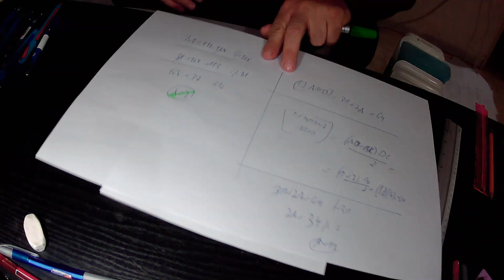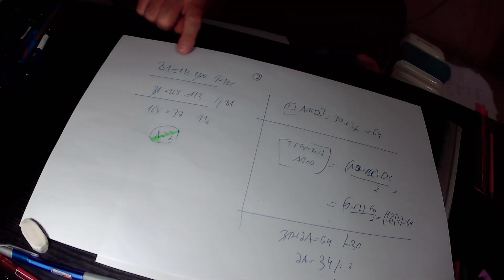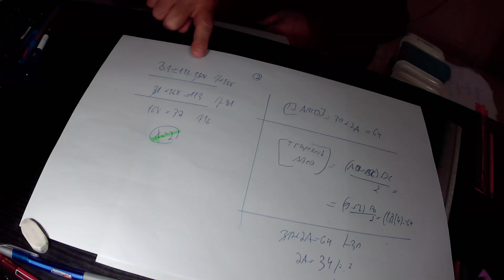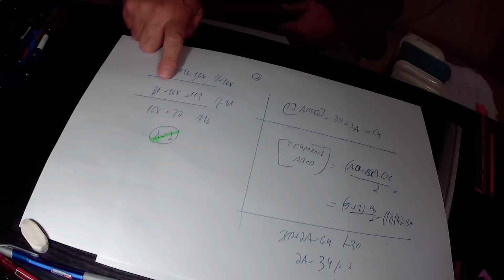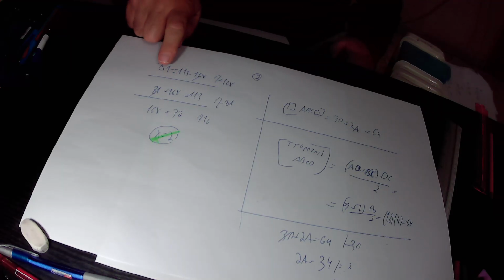So again, we have 81 equals 113 minus 16x. Here we added 16x to this equation, so the 16x gets cancelled, and we have only 113. On the other side of the equation we have 81 plus 16x equals 113. Here we subtracted 81 from this equation, so the 81 gets cancelled, and we have only 16x, and on the other side of the equation we have 113 minus 81 is 32.